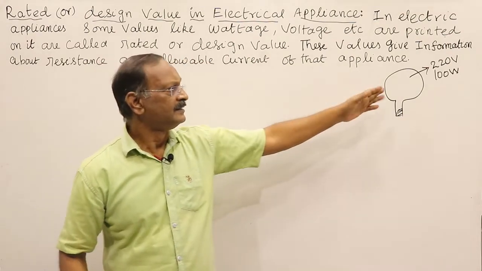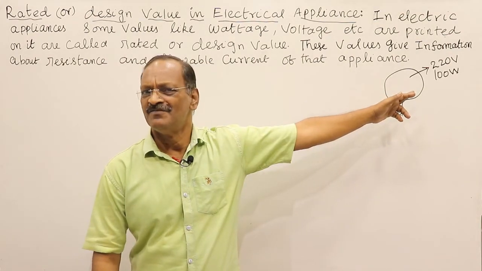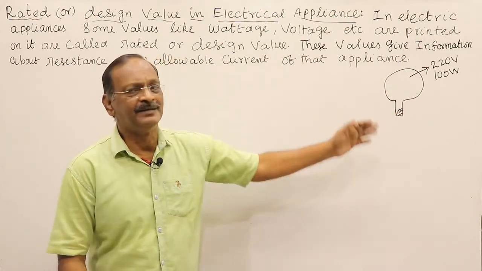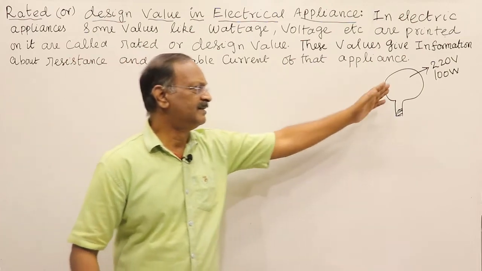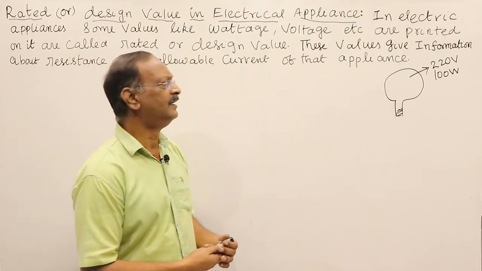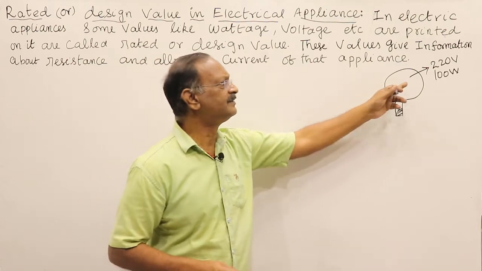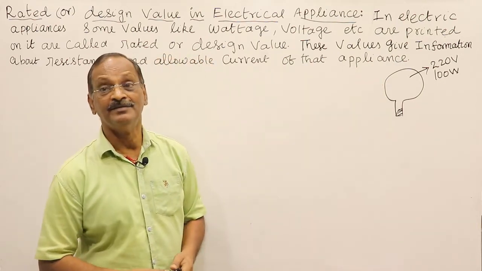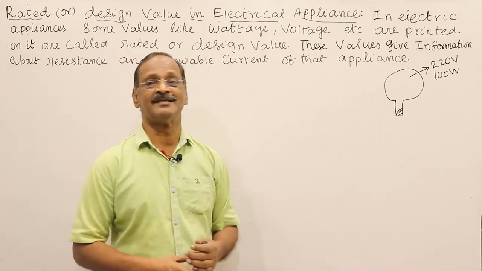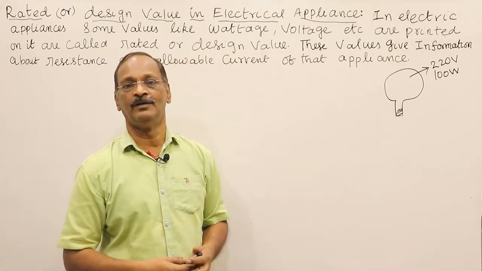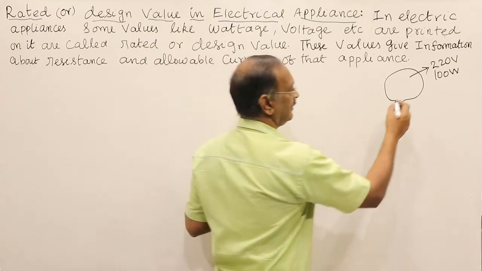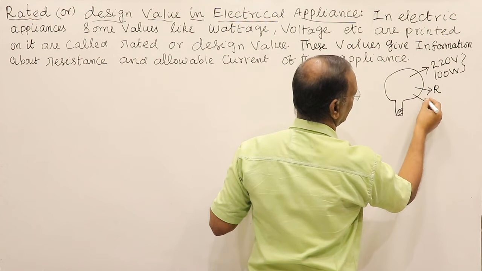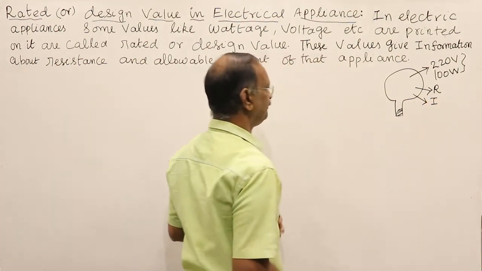So in electrical appliances, some values like wattage, voltage, etc. are printed on them. The bulb is an electrical appliance. What does that mean? This information printed on the bulb gives its resistance and how much current it can allow through it. With this information we can find the allowable current.